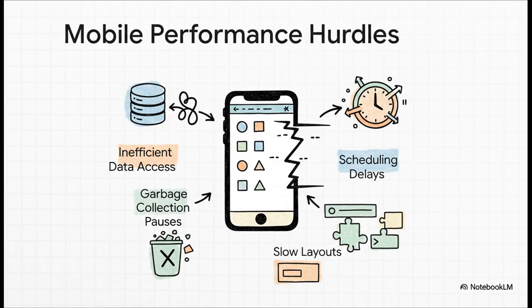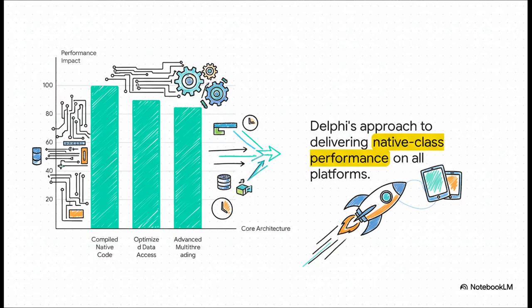And as you can see from Android's own developer guides, things like slow data access or inefficient layouts can just kill an app's experience. So how does Delphi actually deliver that native level speed? Well, it's kind of like a three-part strategy. First off, it compiles straight to the metal, to native machine code. There's no virtual machine or interpreter slowing things down.